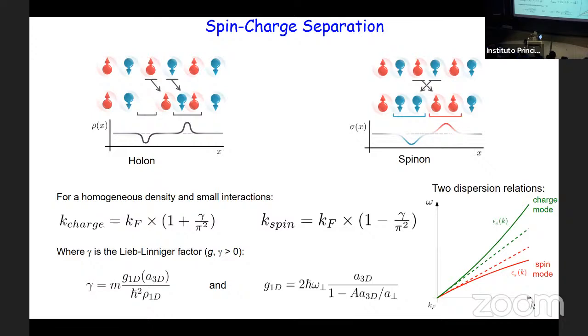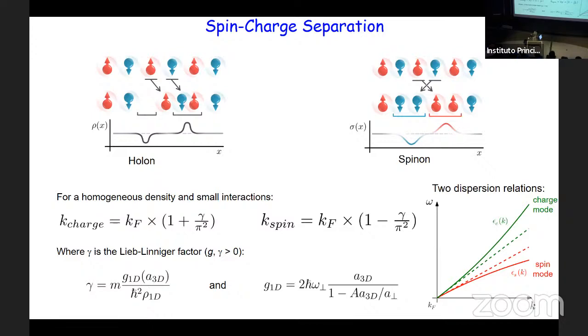So for a homogeneous density and small interactions for the charge degree of freedom, you can do perturbation theory, and you see that there's something which depends on interaction strength called the Lieb-Liniger parameter. It depends on that scattering length that I started out talking about, and that scattering length is linearly dependent on gamma in this equation. So this is for the charge degree of freedom. For the spin degree of freedom, there's a minus sign here. So as you increase interaction strength, these excitations grow more slowly, and these excitation velocities increase with interaction.